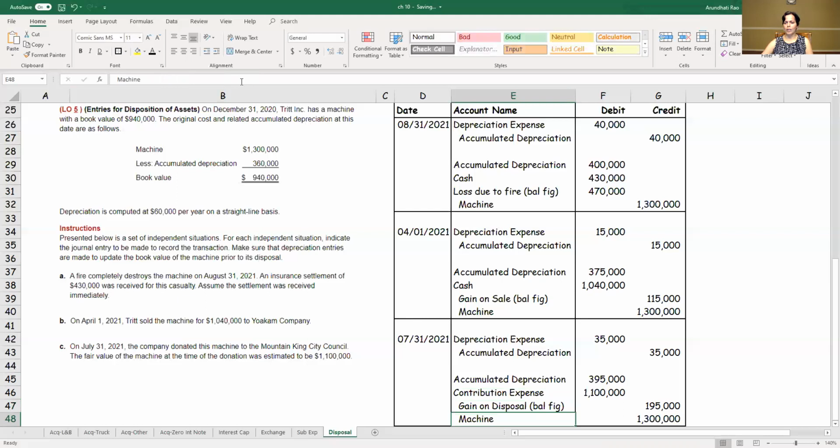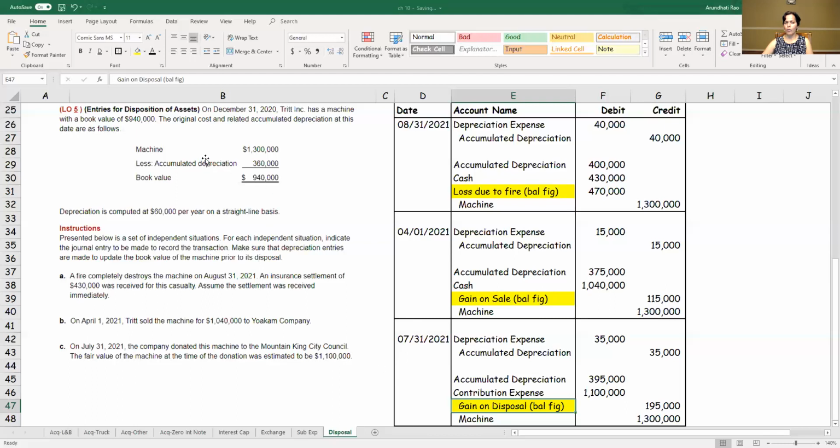So again, a common theme that you should have seen over here in all of these cases. Loss due to fire is a balancing figure. The gain on sale is a balancing figure. Gain on disposal is a balancing figure. In all of these cases, you've seen there's a pattern to it in terms of how we do the journal entries. That's a plugged number over there.